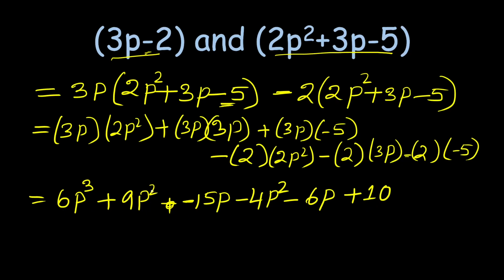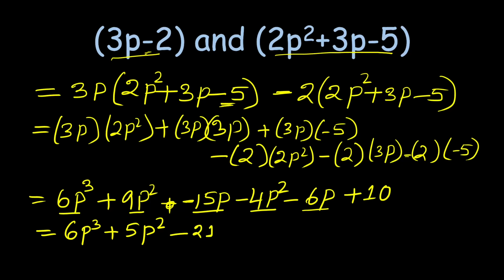Now let's check whether any terms are like terms. 6p cube. Now 9p square and 4p square, these are like terms. So 9p square minus 4p square equal to positive 5p square. Now negative 15p and negative 6p, we have to find the sum, that's equal to negative 21p and plus 10.